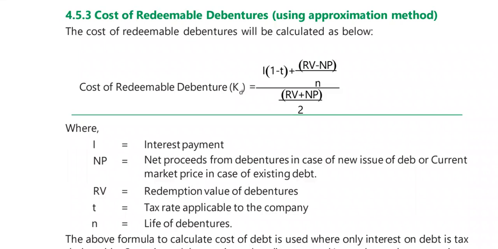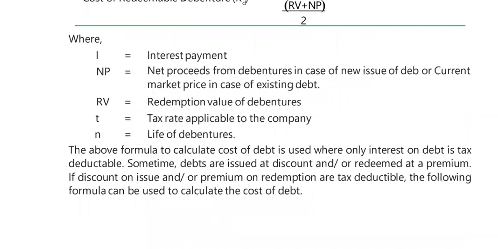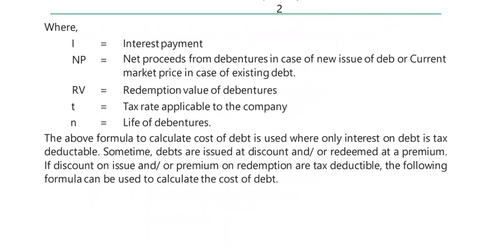RV is the redemption value of the debenture. That redemption value will be given to you in the problem. If you redeem the debentures, the value you get after redeeming is called the redemption value. T is the tax rate and N is the life of the debenture, or number of years. The above formula we will use to calculate the cost of debt.